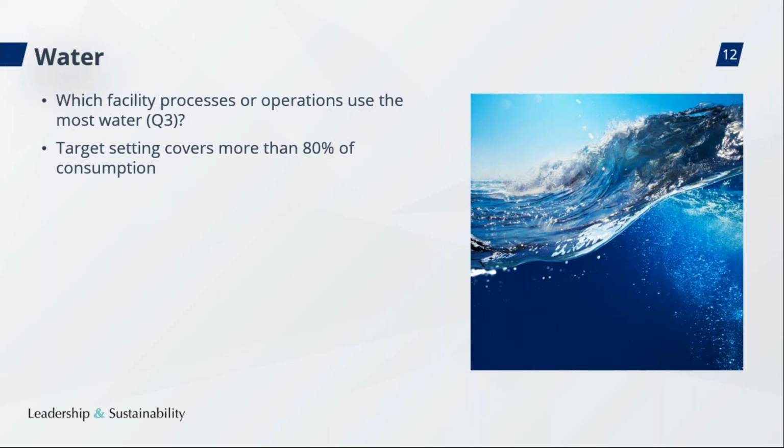And here we have a similar situation as for energy. So for example, if you are using rainwater and your consumption from rainwater is more than 20% of your total consumption, then you have an issue when defining a target that covers more than 80% of your total consumption. You don't want to reduce the consumption of rainwater, of course. You want to reduce the water coming from the municipal supply, for example.